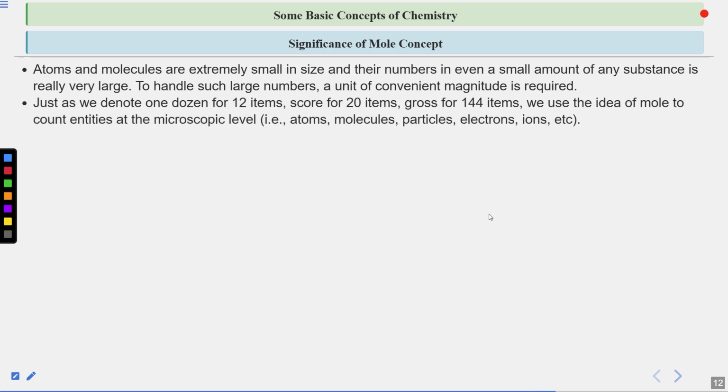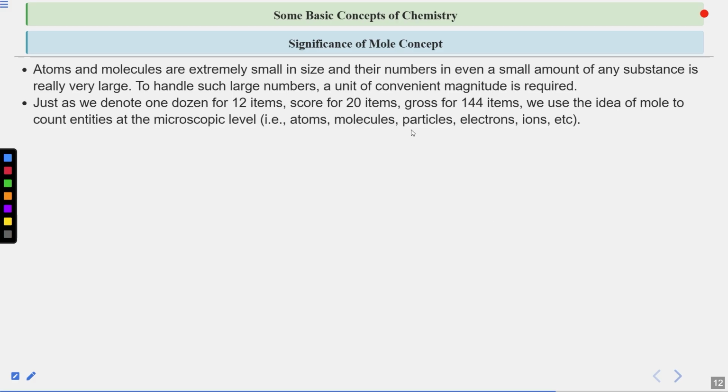This same analogy can be seen in our daily life also. While purchasing fruits like bananas, we refer to the term dozen, which is equal to 12 bananas. The same thing has been applied there. For referring to 6.022 into 10 to the power 23 entities, we have taken 1 mole.